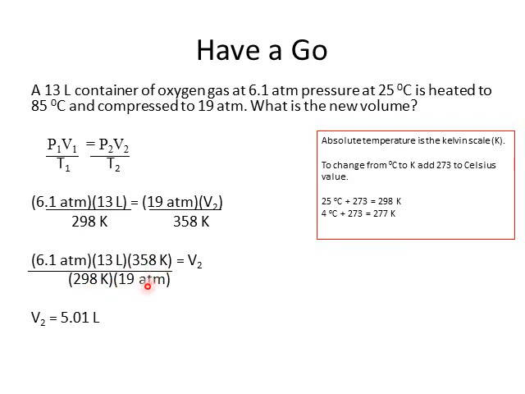There's an atmosphere on the bottom and on the top, they cancel out. There's a Kelvin on the bottom and on the top, they'll also cancel out, which means your remaining unit of measure is going to be litres, which is a measure for volume, so we know we're on the right track there. Putting all those numbers in, we should get a value of 5.01 litres for our V2.